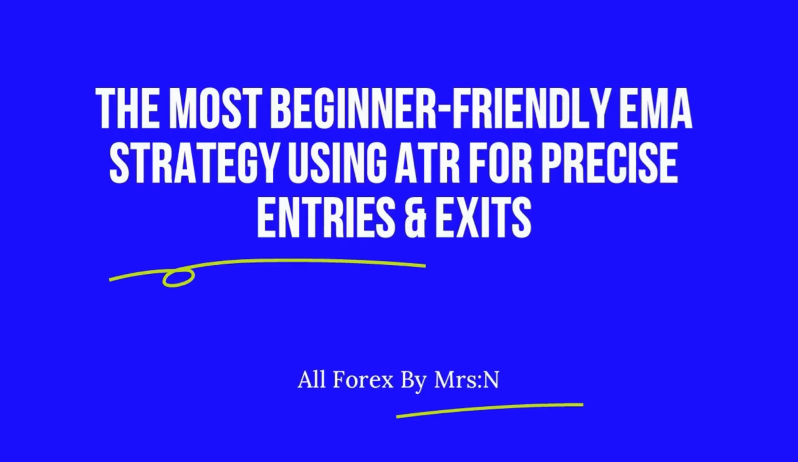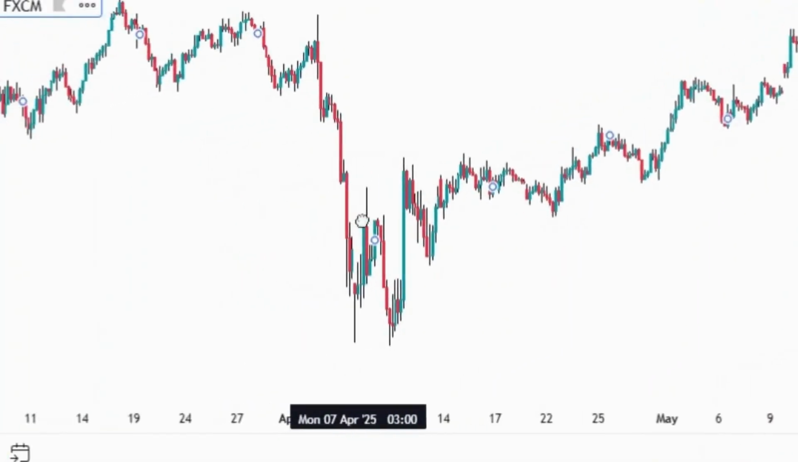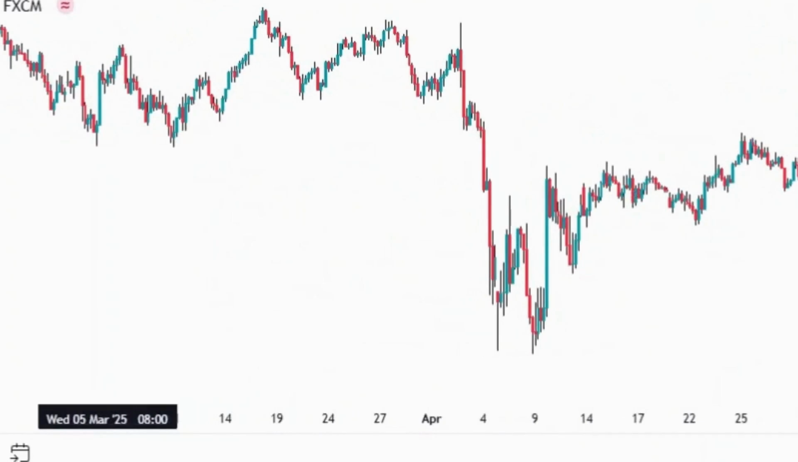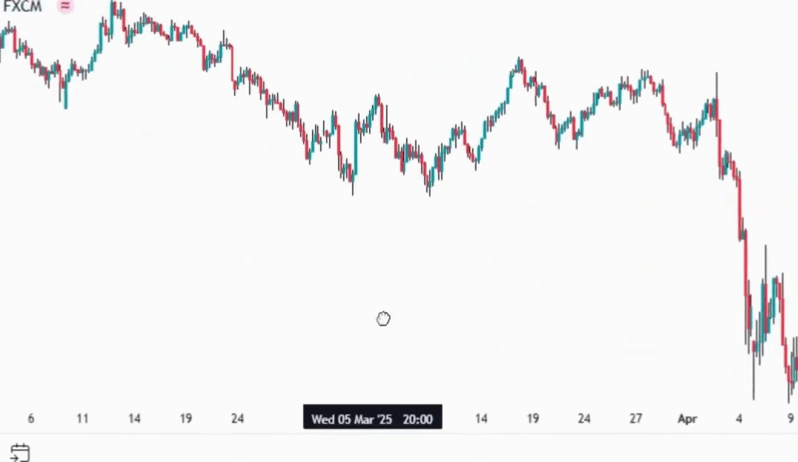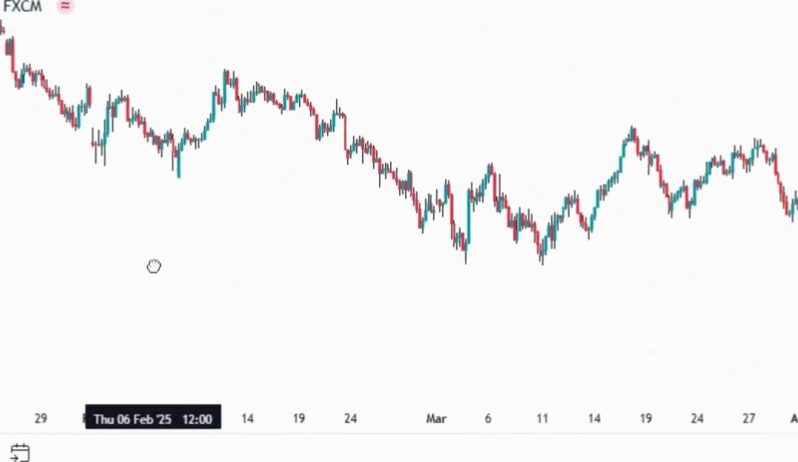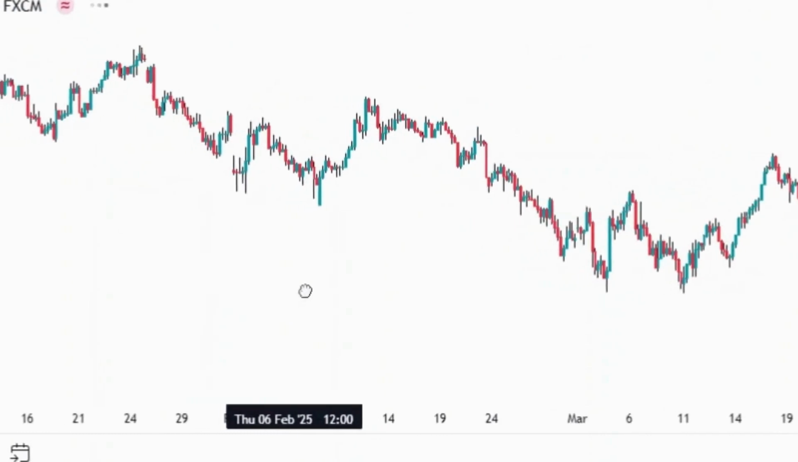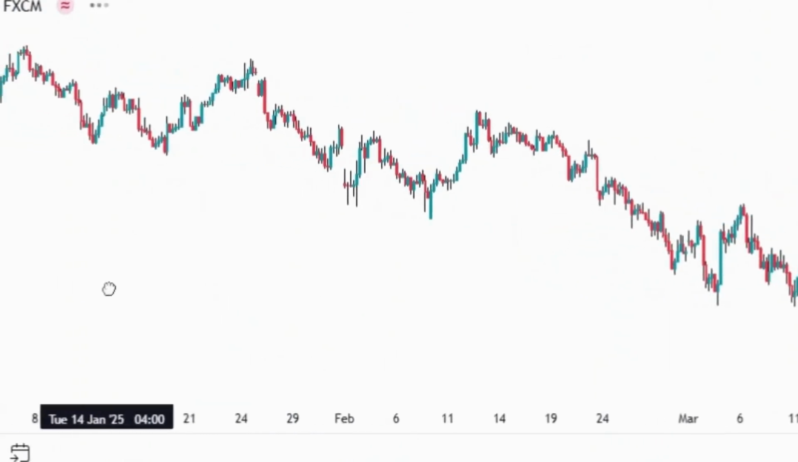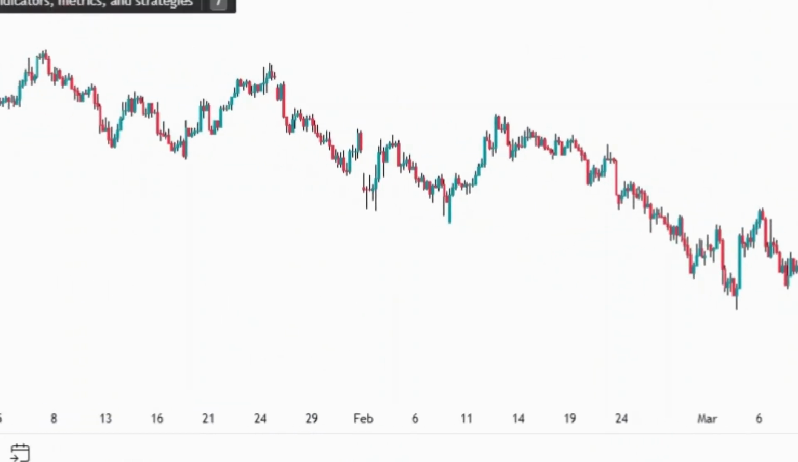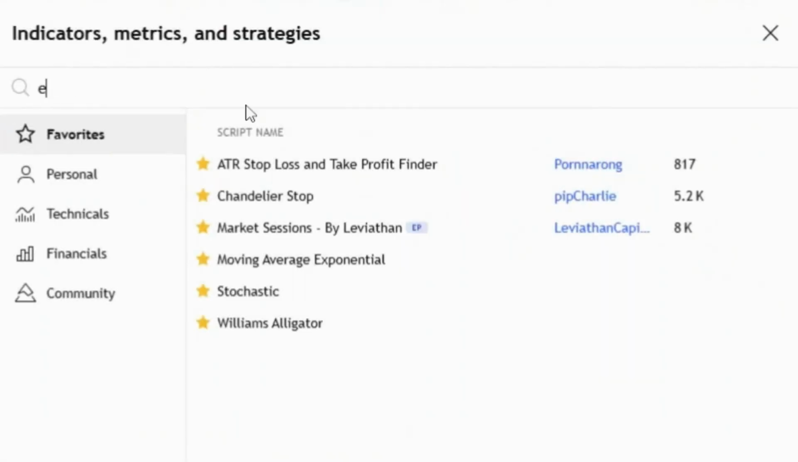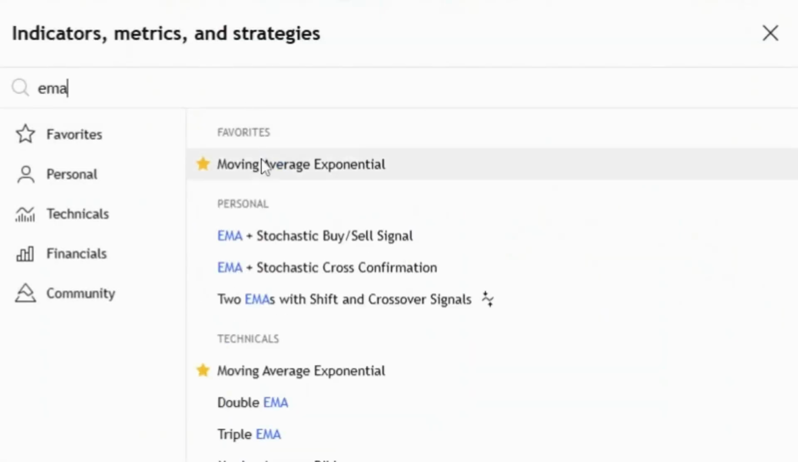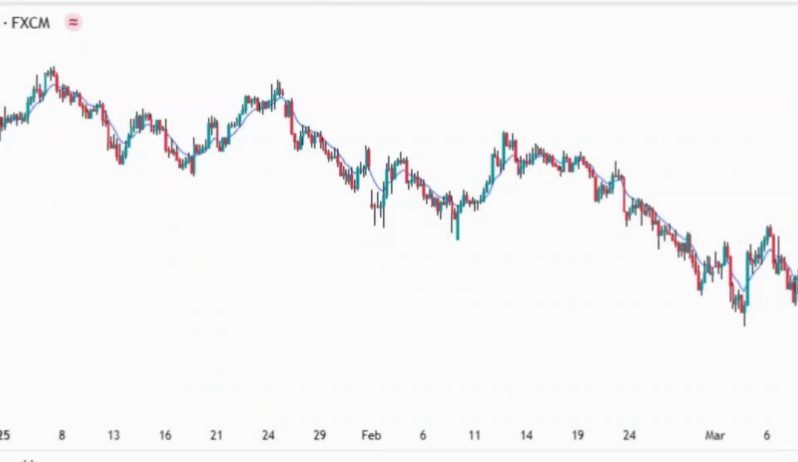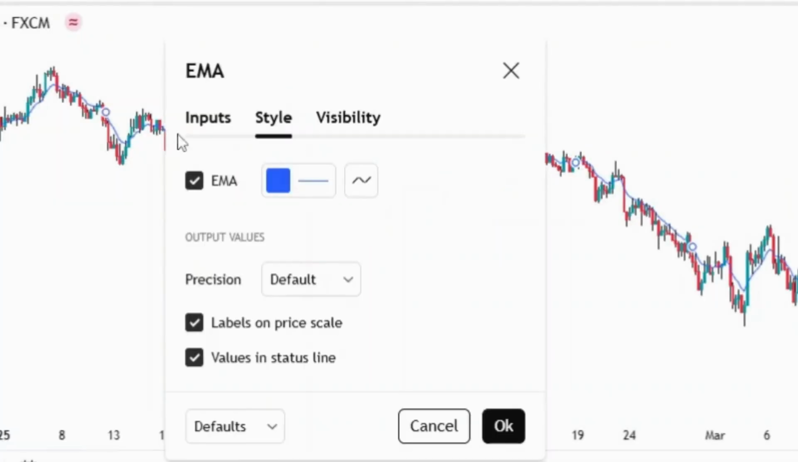Let's dive in. The only indicator you need on your main chart is the 50 EMA. That's the 50-period exponential moving average. It reacts faster to price than a simple moving average and helps identify direction and momentum. To add it, open your chart. Click on Indicators. Search for EMA. Set the input length to 50. This is the line we'll use to define the current market bias, whether we're looking for buys or sells.